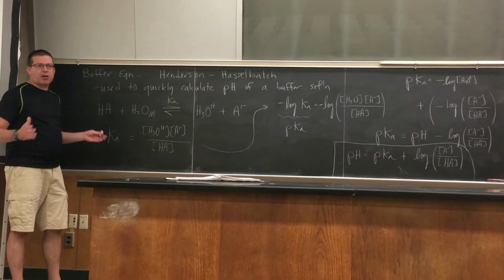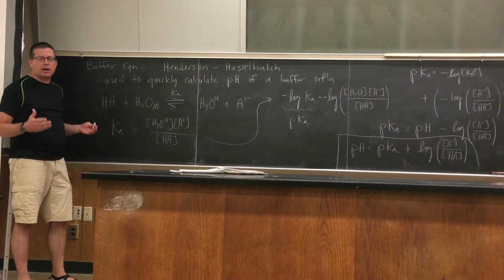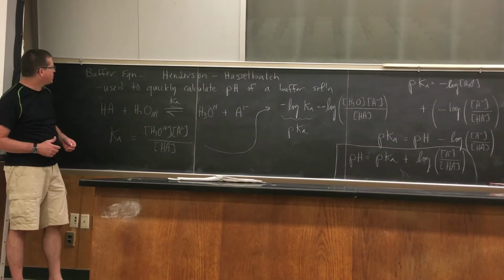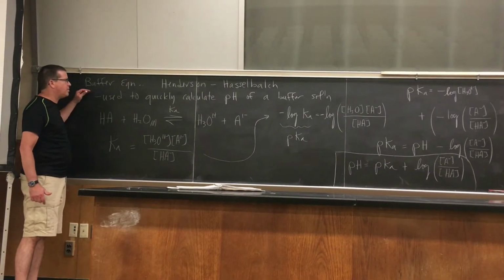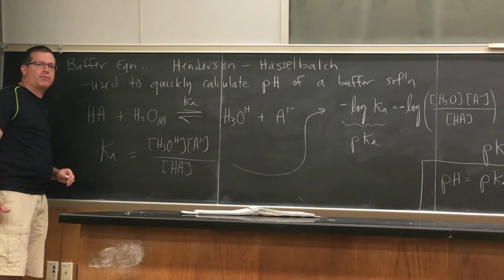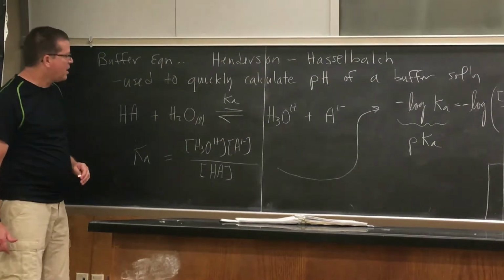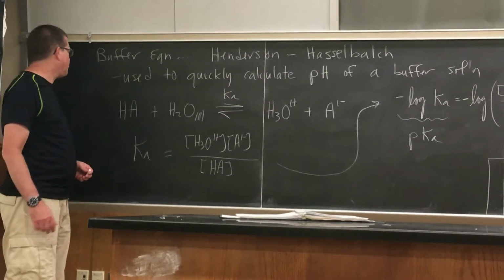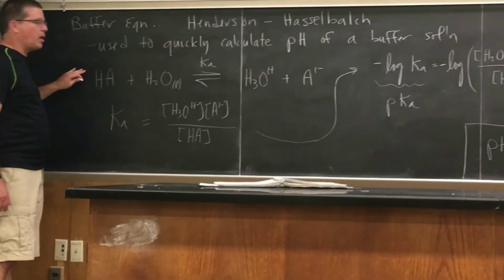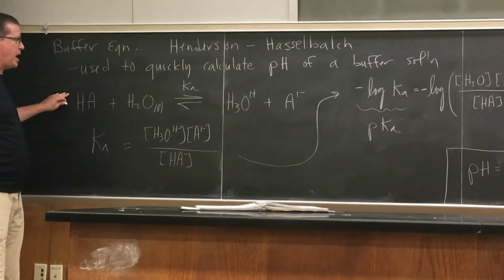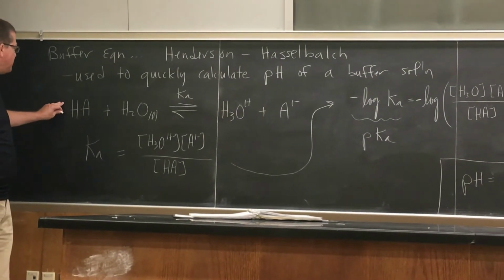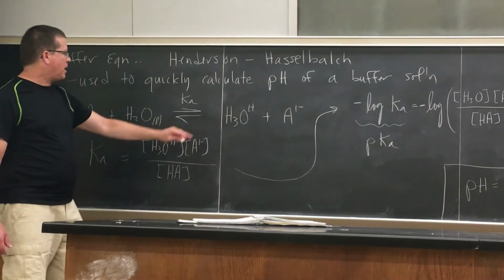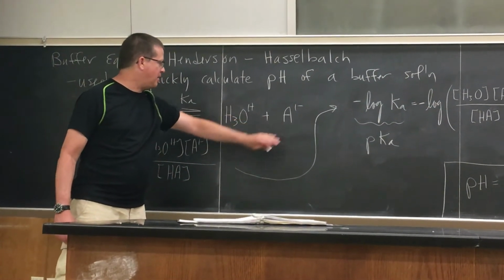And again, we need to be careful to use it only if we know that we are dealing with a buffer, as in preparing a buffer or using a buffer. It's used to quickly and conveniently calculate the pH of a buffer solution as we make it up. So let's quickly derive the Henderson-Hasselbalch equation so we can see where it comes from. I'm going to start out with a simple weak acid dissociation reaction governed by a Ka, as we see here. So here's my generic weak acid reacting with water to make hydronium ion and the anion of the acid.